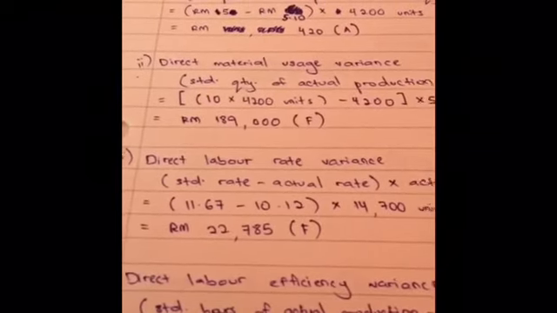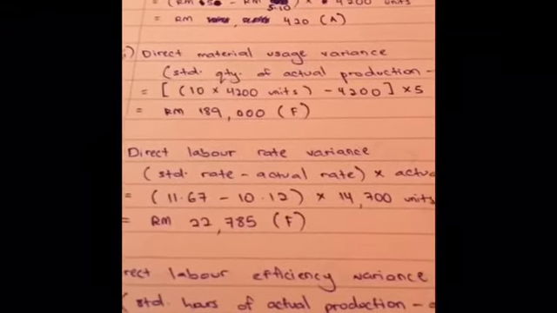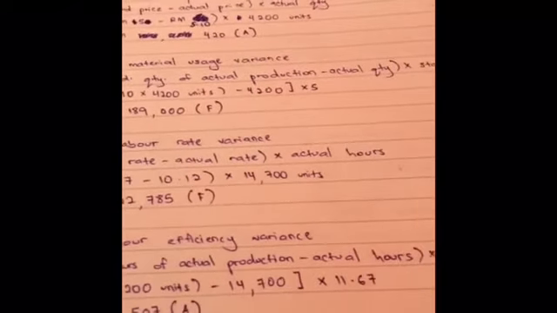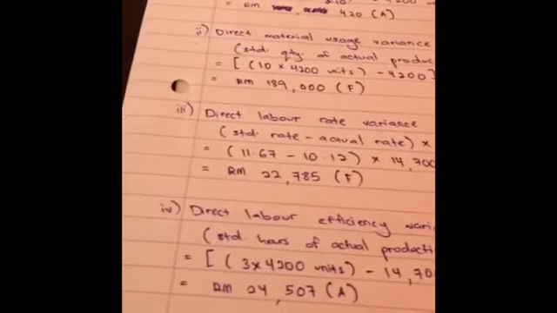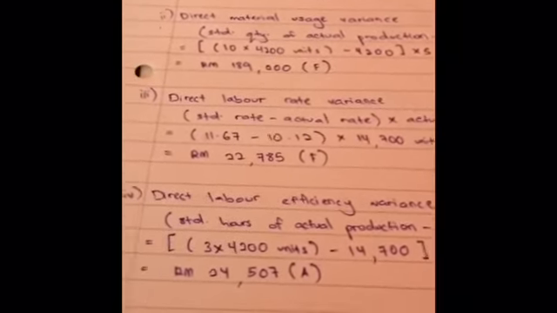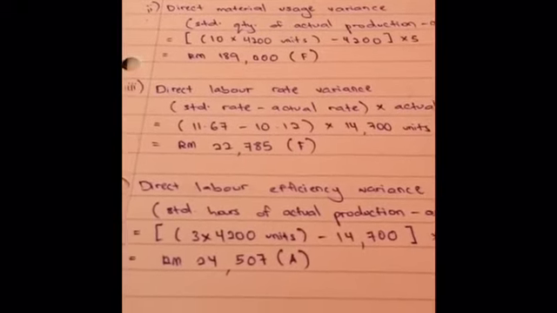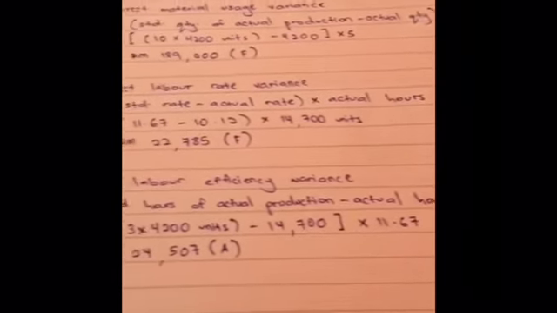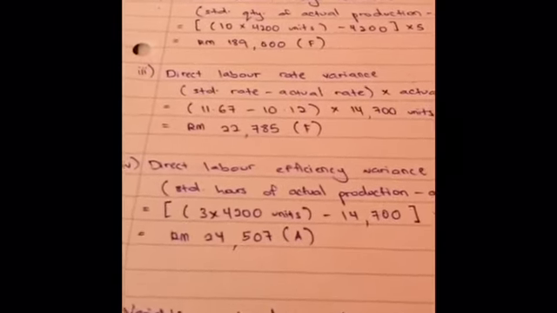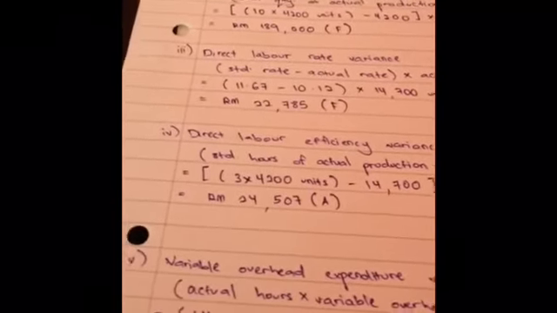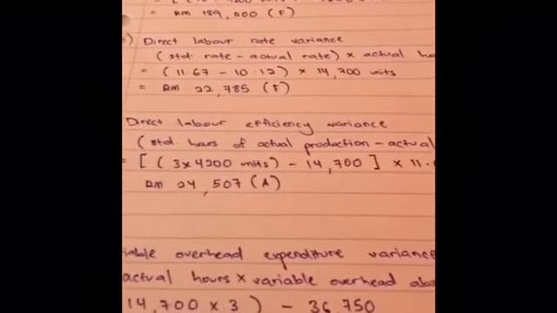Question number 2 is direct material usage variance. The formula is standard quantity of actual production minus actual quantity times standard price. The answer is 189,000 favorable. Question number 3 is direct labor rate variance. The formula is standard rate minus actual rate times actual hours. The answer is 22,785 ringgit favorable.